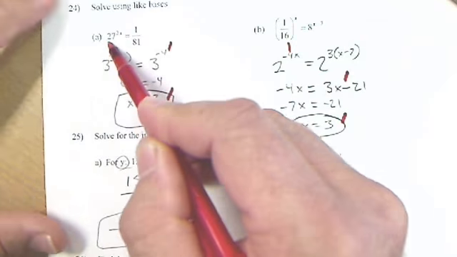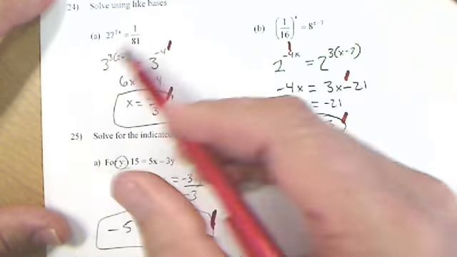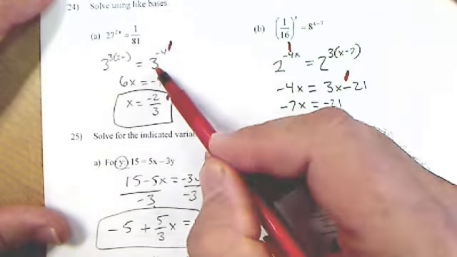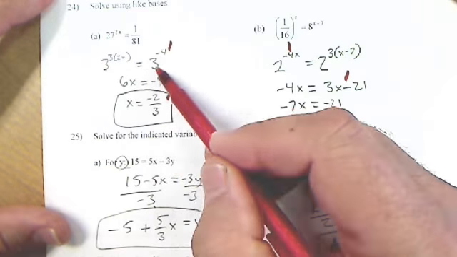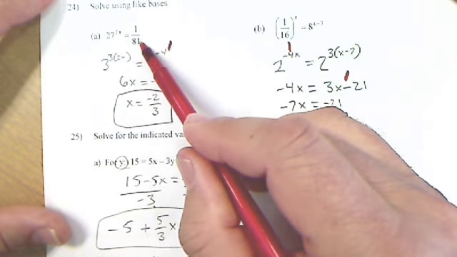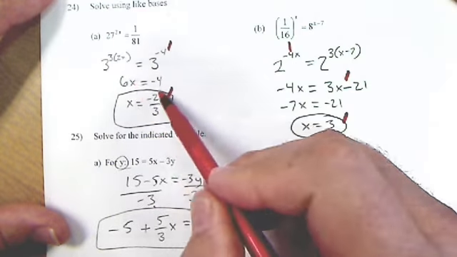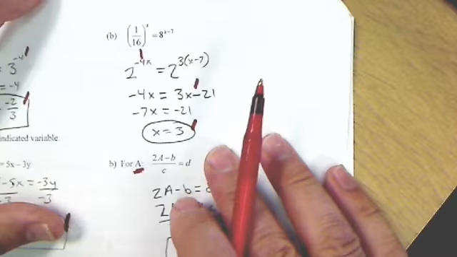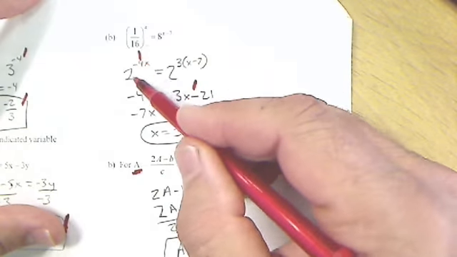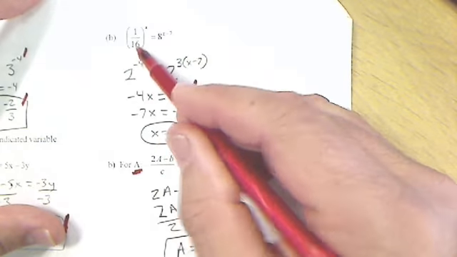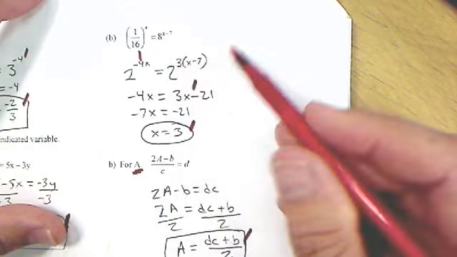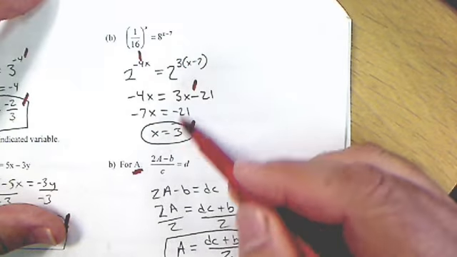Three to the third is 27. 3 to the fourth is 81, but 3 to the negative fourth is 1 over 81. So now bases are the same, exponents are the same, and then solve. 2 to the negative 4 is 1/16. 2 to the third is 8. Distribute, solve.